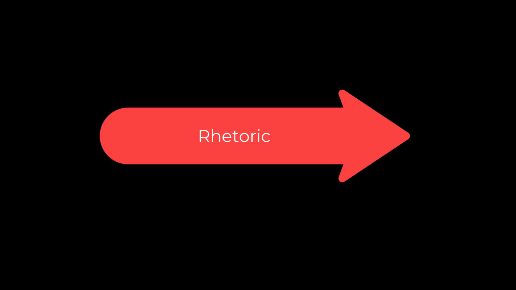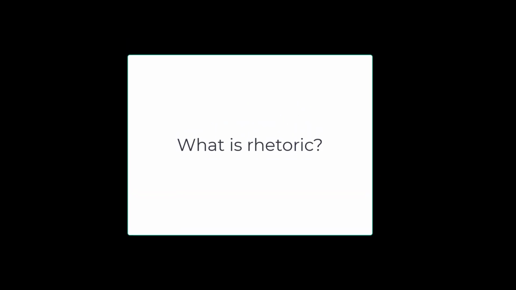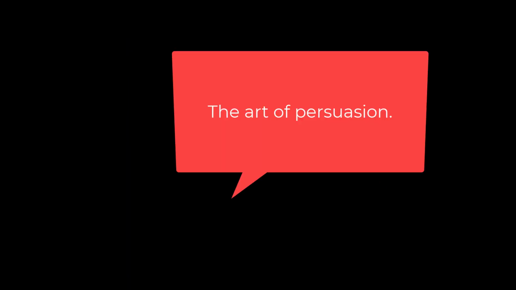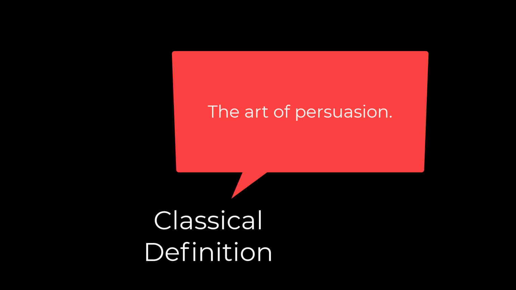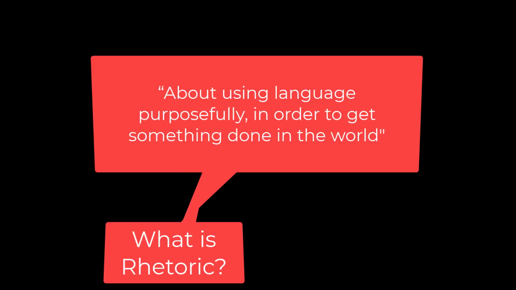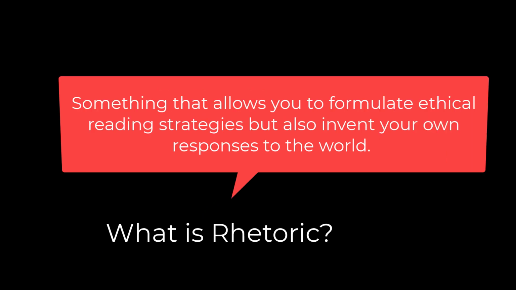What is rhetoric? Rhetoric classically is defined as the art of persuasion. "What is Rhetoric" talks about rhetoric as using language purposefully in order to get something done in the world. And another definition provided by "What is Rhetoric": something that allows you to formulate ethical reading strategies, but also to invent your own responses to the world.